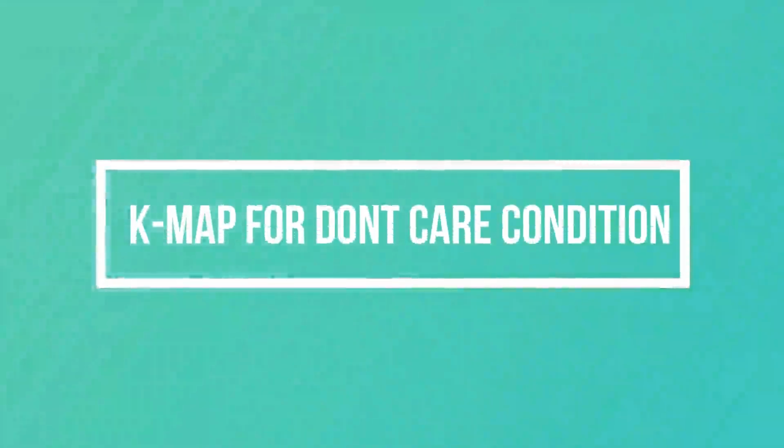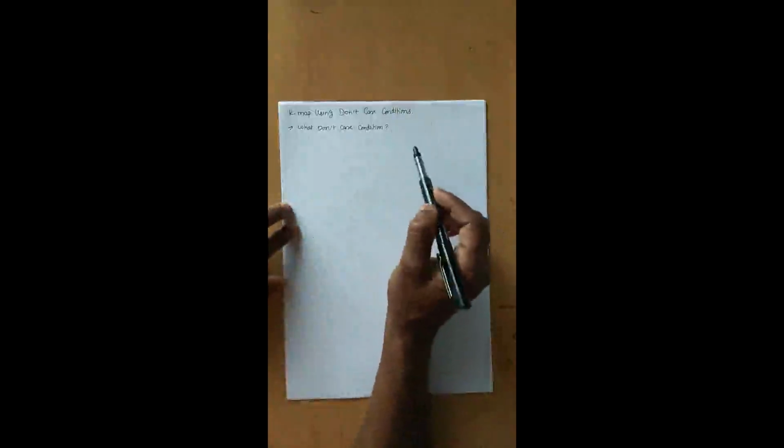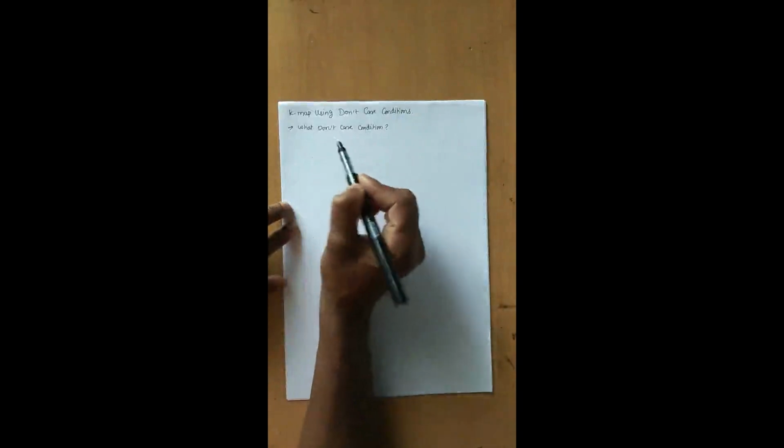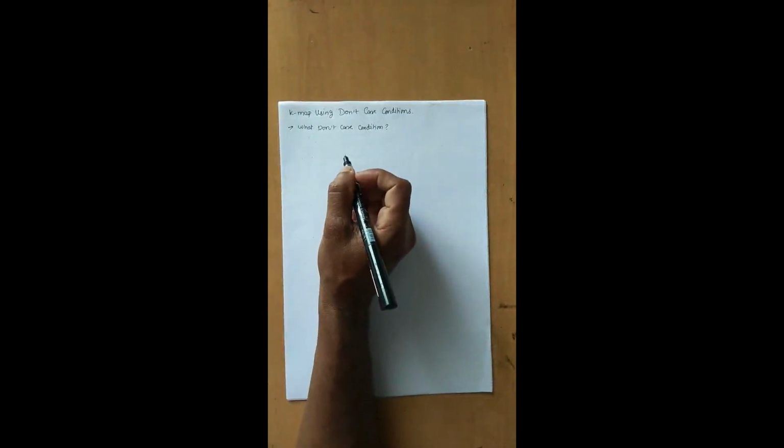In today's video, we are going to see a K-map using don't care condition. Before going to see the problems on the don't care condition, let's discuss what is the meaning of don't care condition. It often occurs that for certain input combinations, the output is unspecified, either because the input combinations are invalid or they are not in precise values. This is called a don't care condition.